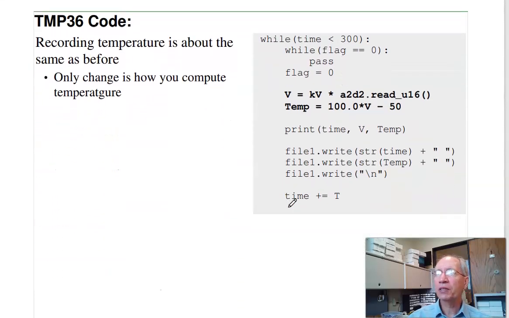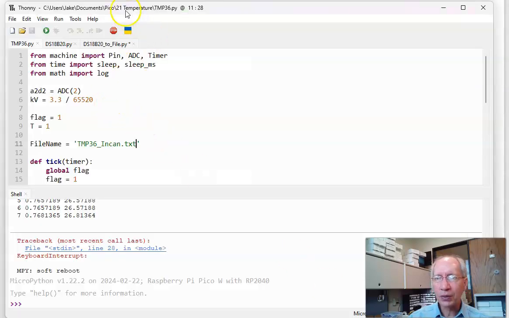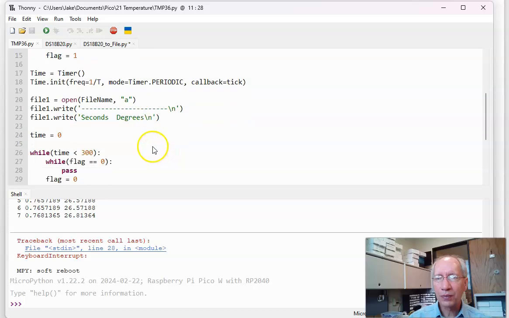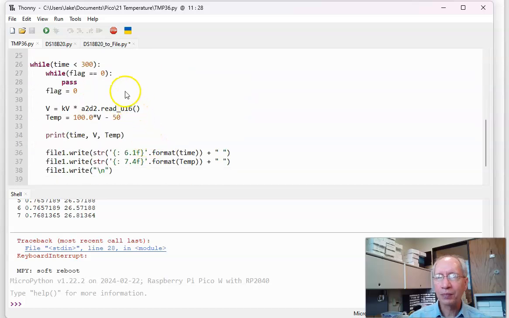In terms of coding, it's really about the same as before. This is the previous code. Previous lecture looked at how to save data to a file. I'm going to read the voltage, calculate temperature, and save temperature to a file. What that looks like is this. So here's your code as I run it. Here's the main routine.